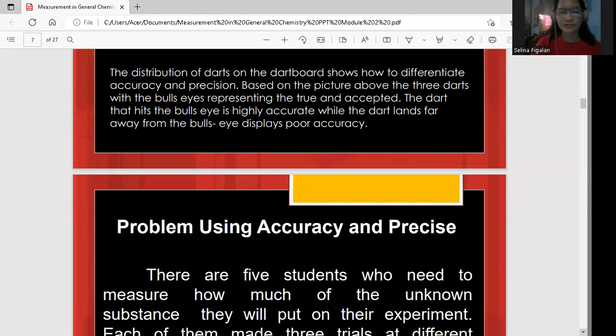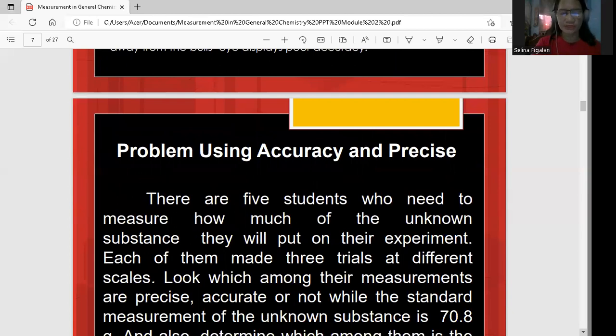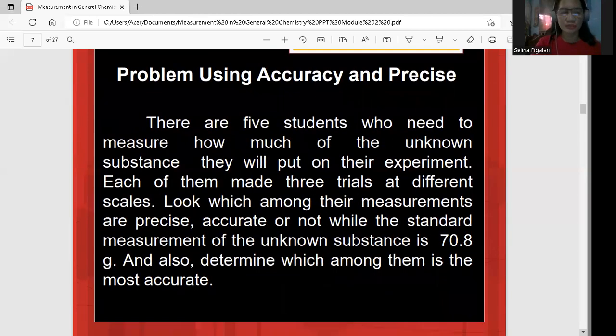Problem using accuracy and precision. So gagawin nating application. So there are 5 students. Okay, may 5 estudyante na nag-measure sila of the unknown substance sa kanilang experiment. Each of them made 3 trials at different scales. So, gumamit sila ng iba't ibang scales using 3 trials. Look which among their measurements are precise, accurate, or not.